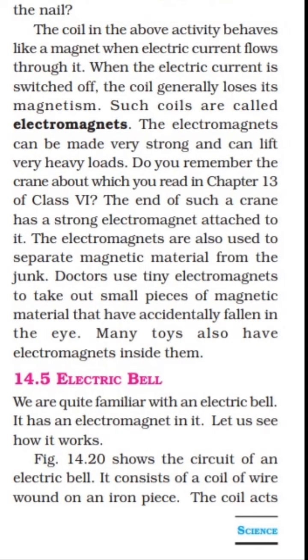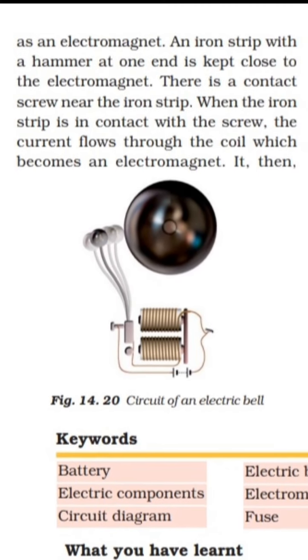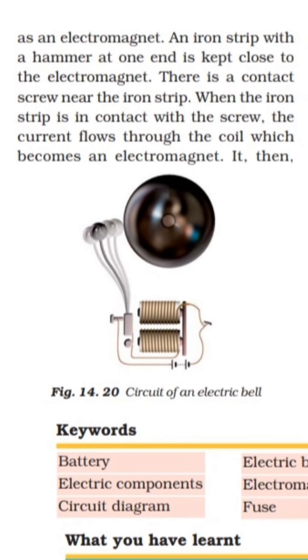Figure 14.20 shows the circuit of an electric bell. It consists of a coil of wire on an iron piece, and the coil acts as an electromagnet. Here, an iron strip with a hammer at one end is kept close to the electromagnet. You can see on the screen the iron strip with the hammer. You can see the hammer.